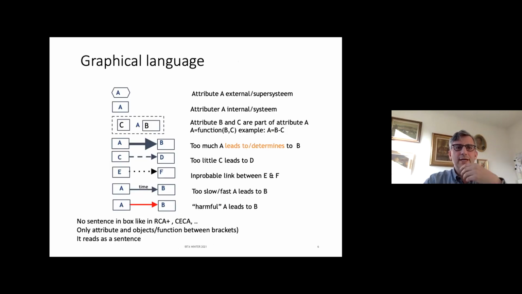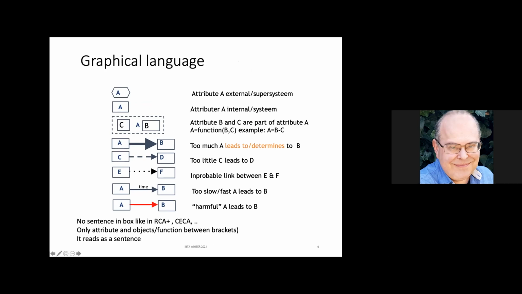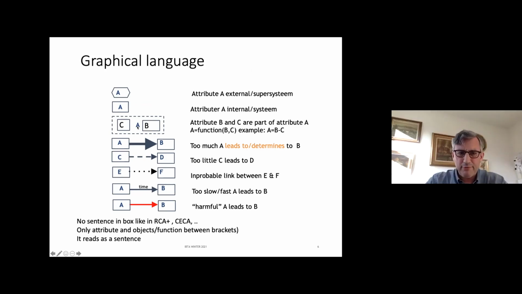The other thing we did was, so this is the graphical language you would use. Everybody will know that if you have a hexagonal part, it's an external supersystem, but now it's an attribute. It's not an object anymore. If you have an internal one, it's a closed box or rectangle. We also applied this type of modeling because we wanted to define relationships between components. Like in this case, A is a function of C and B, and A is a bigger attribute that can be derived functionally from C and B.